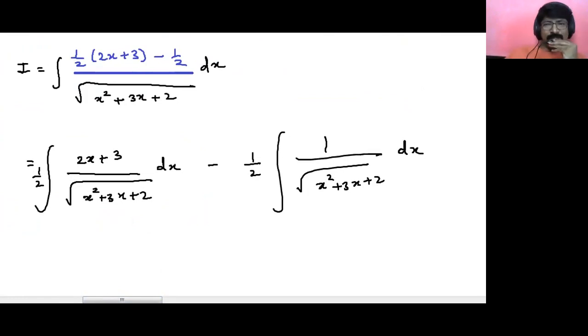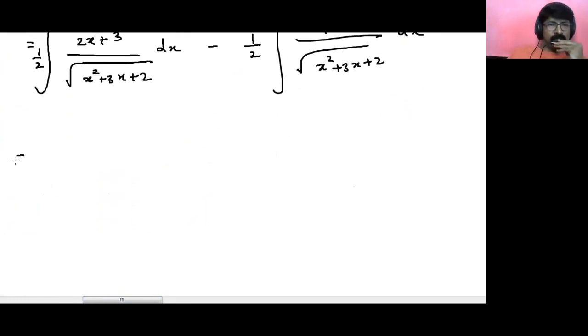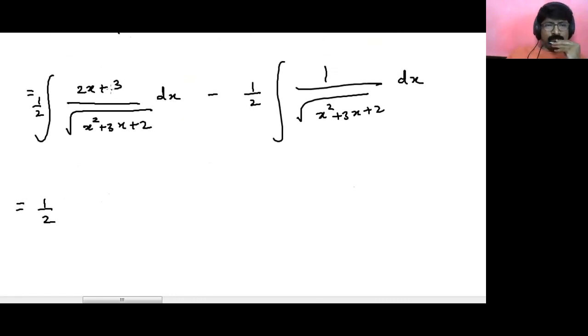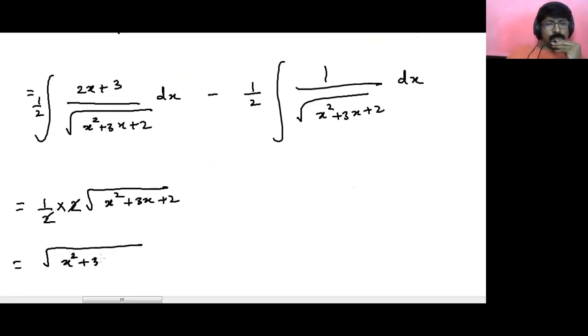And now it is very simple, isn't it, guys? This is half of f dash of x upon root of f of x. What is f dash of x upon root of f of x? It is 2 times root of the denominator, x square plus 3x plus 2, plus c. So this 2 and 2 will get cancelled, and it is left with only x square plus 3x plus 2. I'm purposely not writing c because there is another c. So this will become negative half.